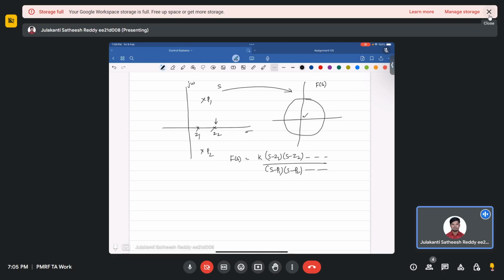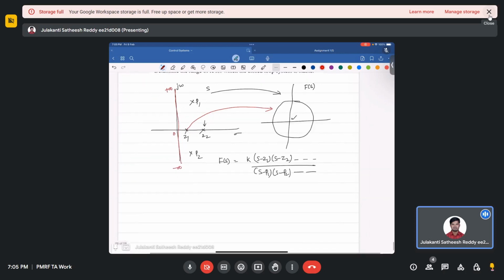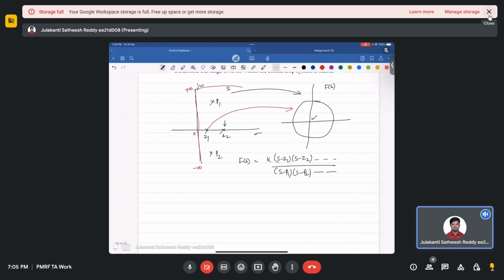Now if you map this Z1 to the f(s) plane, this will have one encirclement. Now suppose you design one path, rotating around this S plane. For the entire right half of the S plane, this is minus infinity, this is plus infinity, this is 0, and you consider a half circle of infinite radius. When you take a path in this direction, we normally say this is a contour, okay?